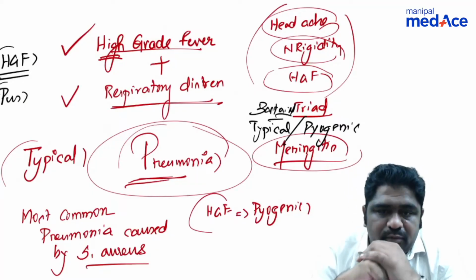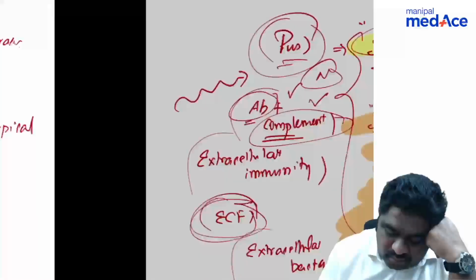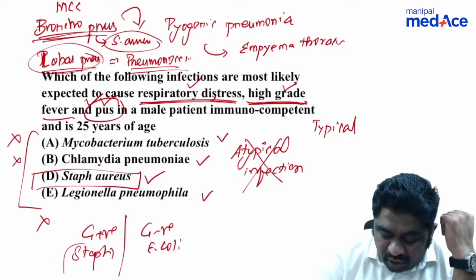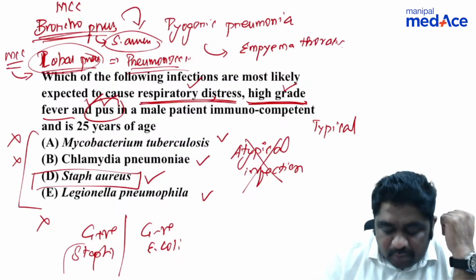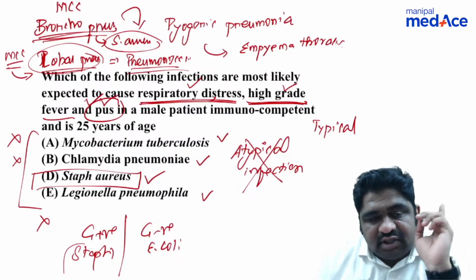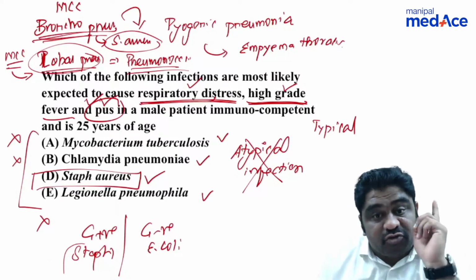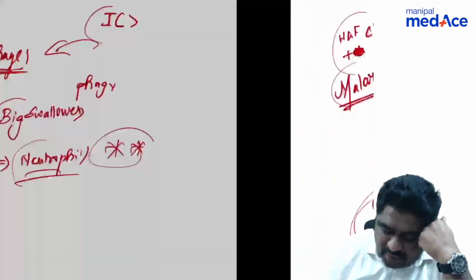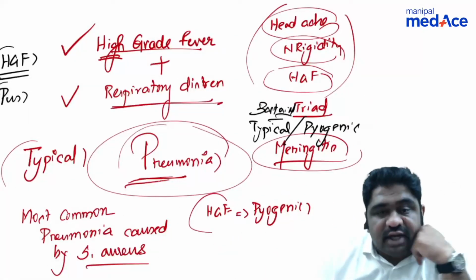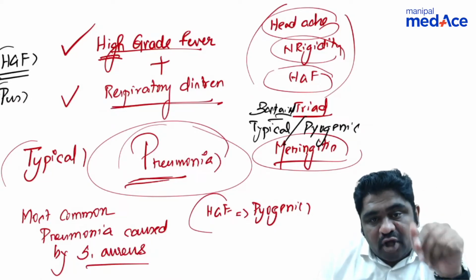Now, when I asked you this question, you made the same mistake. What did I tell you? I said the most common cause of bronchopneumonia is Staph aureus, and the most common cause of lobar pneumonia is pneumococcus. But did I ask you that question? I asked you, what is the most common pneumonia caused by Staph aureus? What did I teach you? The most common cause of bronchopneumonia is Staph aureus.